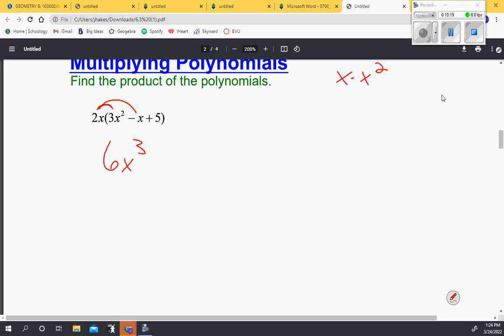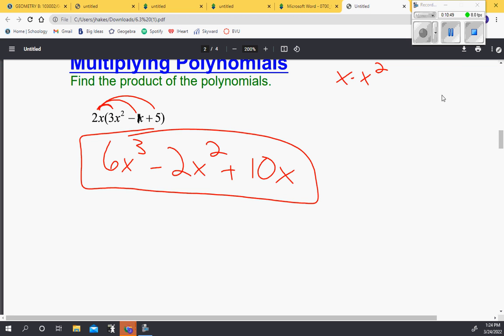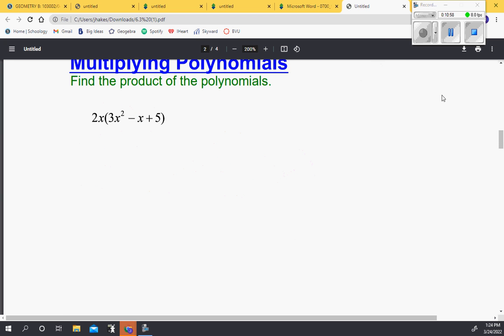Then we have 2 times negative x. If it helps, we can write a little 1 in front of here. It's a negative 1x. When we multiply, it makes a negative 2, and then we have an x times an x, which is negative 2x squared. And the last one, 2x times 5, we just multiply the whole numbers. 2 times 5 is 10. That x just tags along. That's it. That's our final answer right there. Okay, next problem.